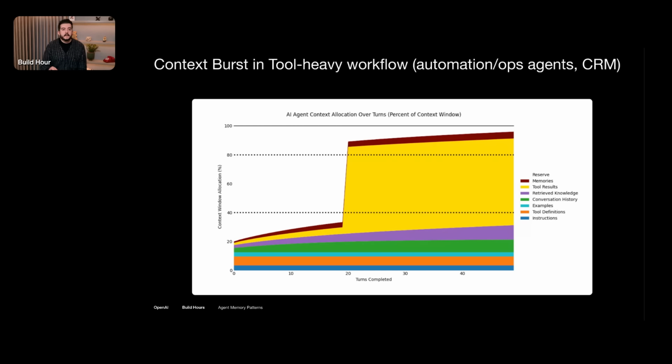Here's a nice visualization of context burst in tool-heavy workflows. You'll see that there is a specific increase in one specific turn, where you'll be injecting a large amount of tool tokens.